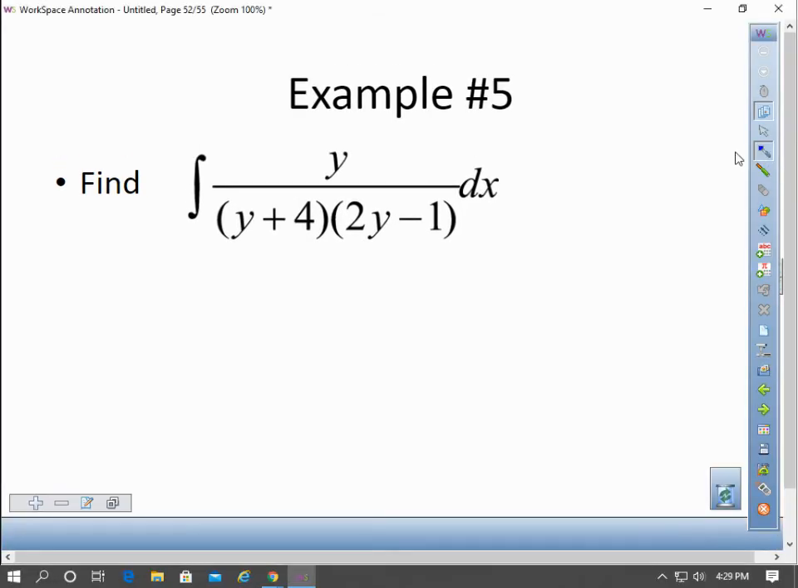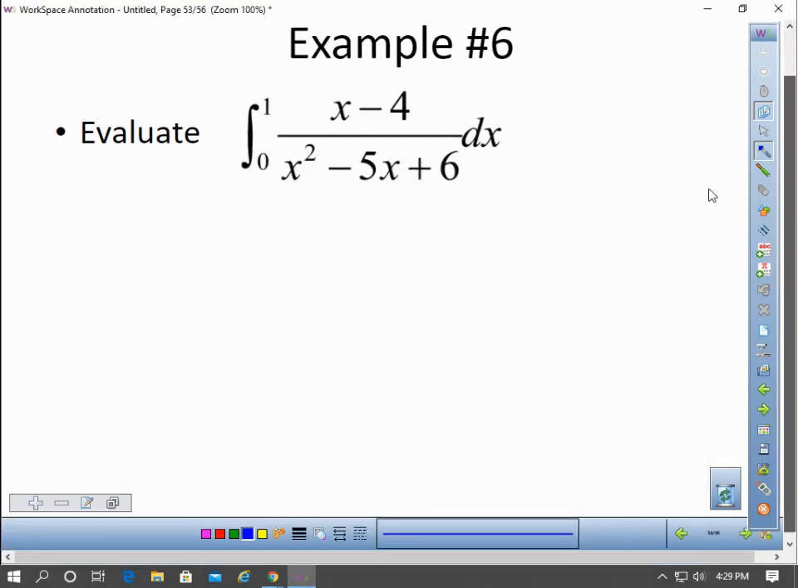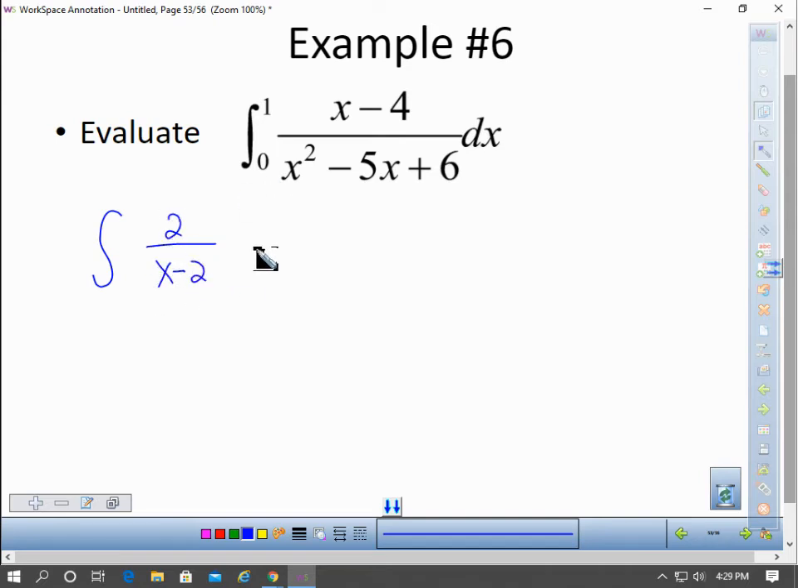All right, next problem, number 6. Oh, that's one that has limits of integration. Now, this one, I believe we already did. I'm pretty sure we did this one already. So the decomposition for this ended up being 2 over x minus 2, and then we had -1 over x minus 3. So there's our decomposition. It's still 0 to 1. That does not change. So we've done all of our math.